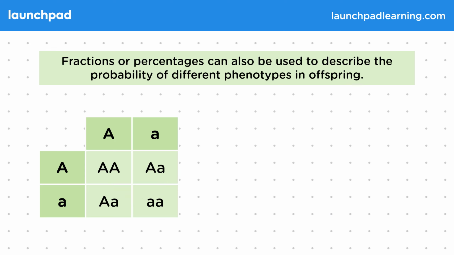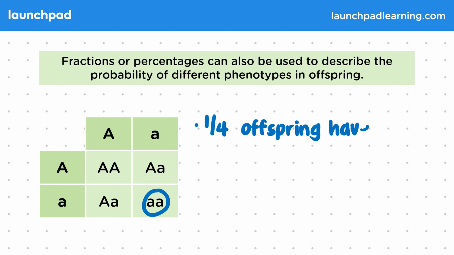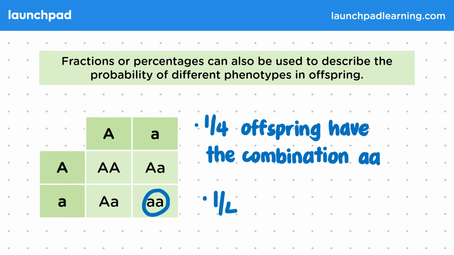Finally, let's have a look at the homozygous recessive genotype. 1 out of 4, or a quarter of the offspring, are likely to have the combination of two recessive alleles. 1 out of 4 equals 25%, so there's a 25% probability of the offspring having a homozygous recessive genotype. It's important that you're able to interpret information from genetic crosses and also complete Punnett square diagrams like this one in the exams. Now, let's take a look at a real-life example.